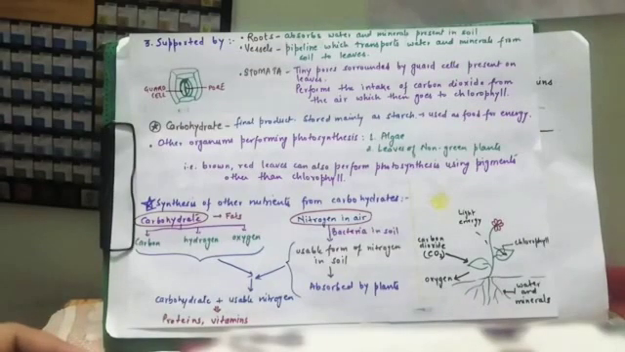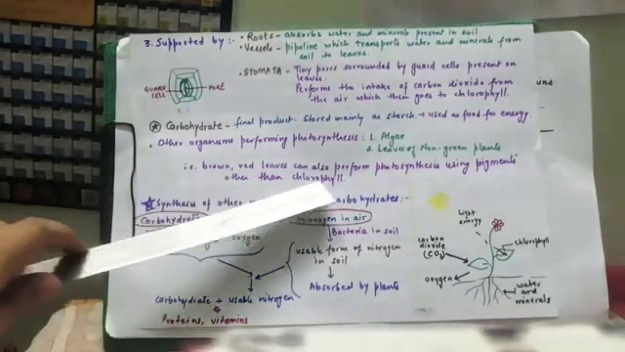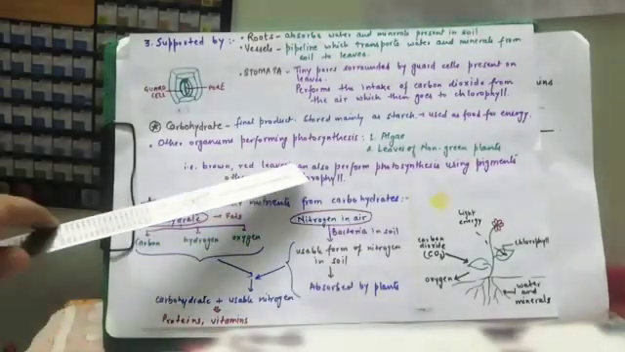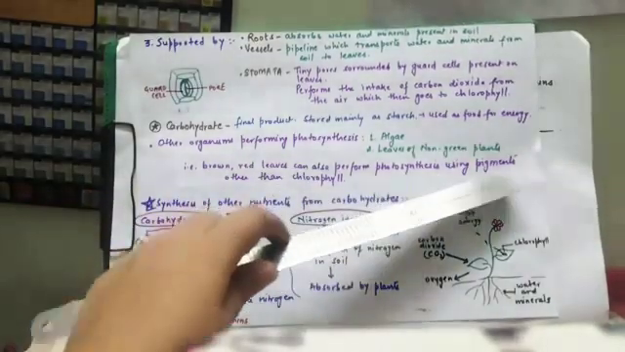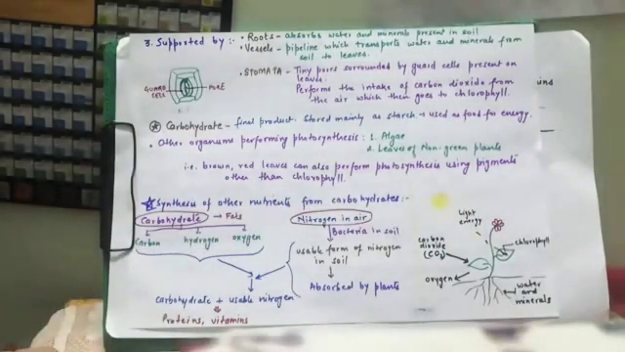The second would be leaves of non-green plants. Non-green plants also prepare their own food, but the main pigment in them is not chlorophyll. These are something other than chlorophyll. The brown and red leaves can also perform photosynthesis using pigments other than chlorophyll.